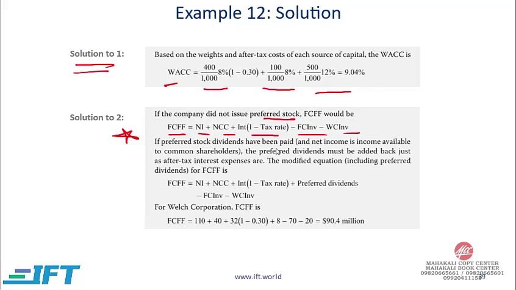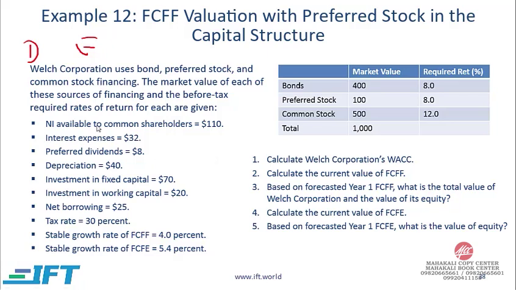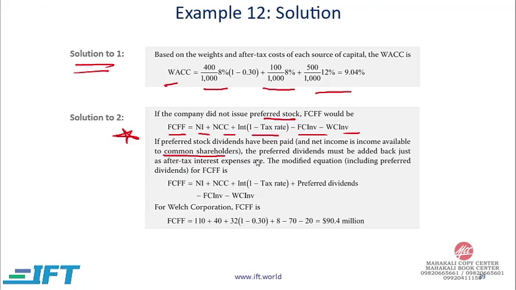If preferred stock had been paid and net income is income available to common shareholders, which is what has been defined over here, the preferred dividends must be added back just as the after-tax interest expenses are. Does this make sense? Just like you add back after-tax interest expense because you are identifying the money available also to debt holders, now you need to add back preferred dividends because the preferred shareholders are also suppliers of capital.